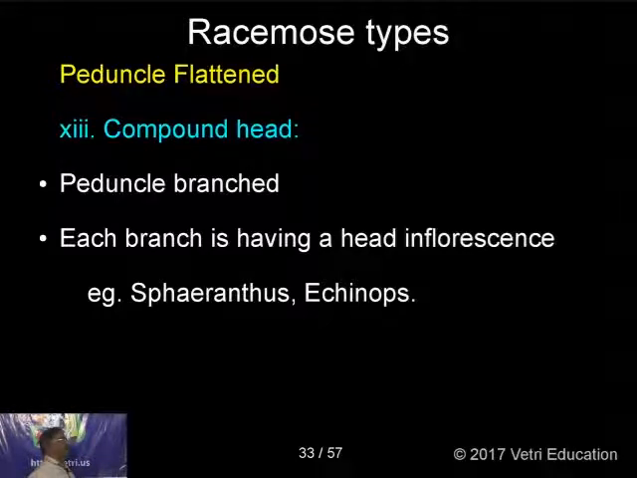Next, the peduncle flattened, the compound head. It is the same head, but it is a branch. So, each branch having a head inflorescence is called a compound head. There you can find spiranthus and echinops, and some other examples also.